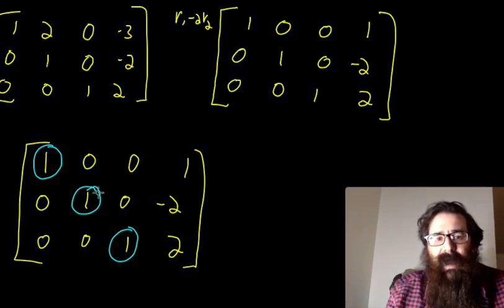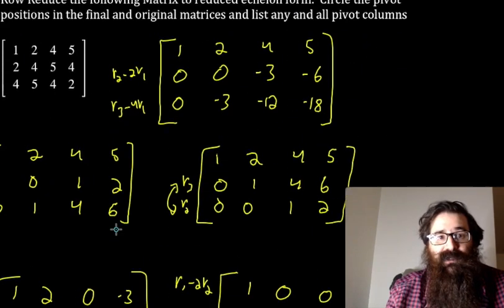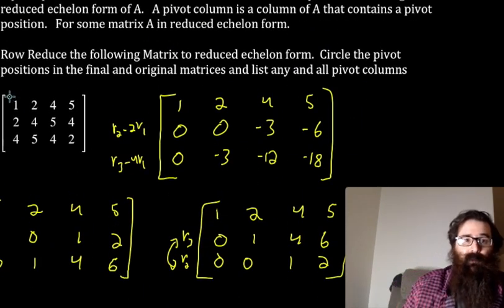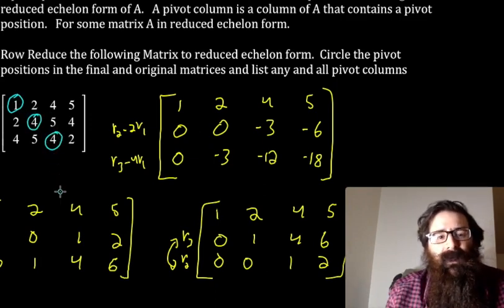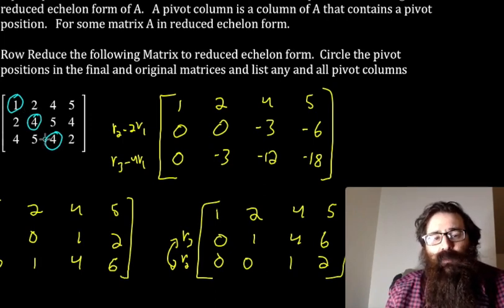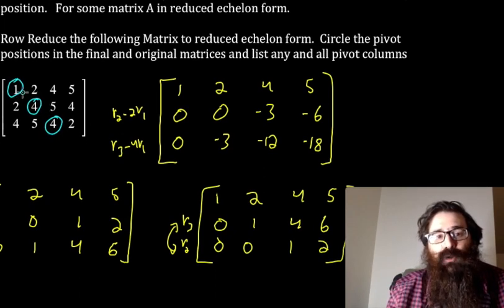Now the instructions asked me to also circle those same pivot positions in the original matrix. So I just want to remember the locations and circle them in here. In the original matrix, it was first in row 1, second in row 2, third in row 3. The real reason why this would matter isn't so much that I really care about these pivot entries. What I really care about are the pivot columns, the columns that contain a pivot position.